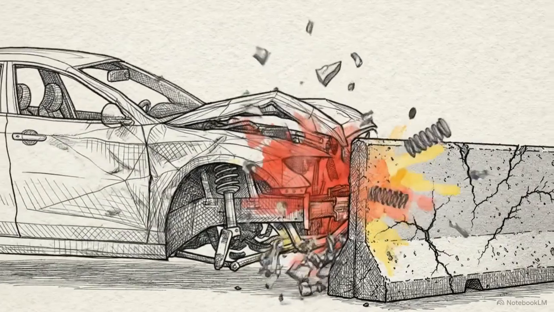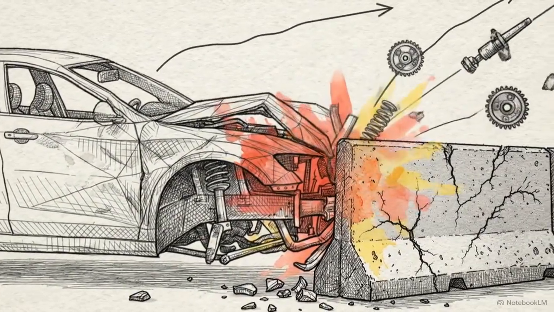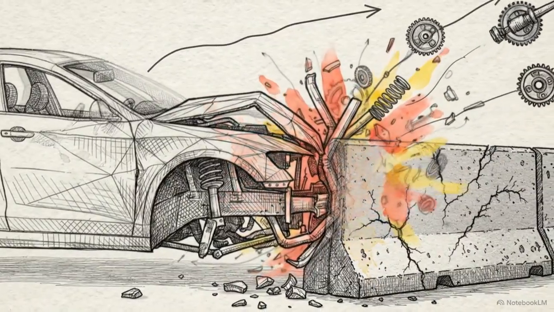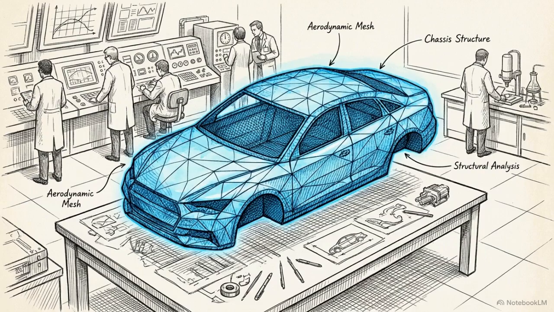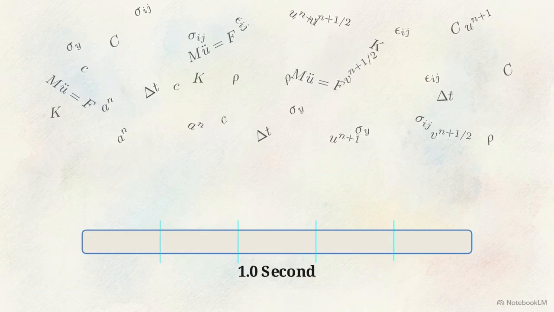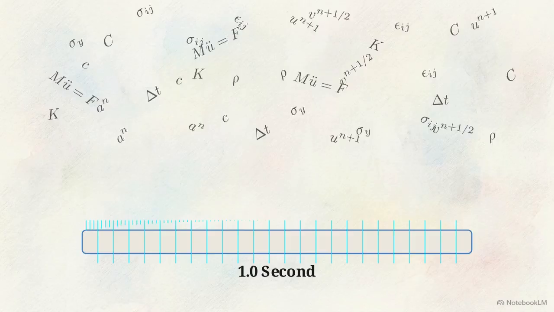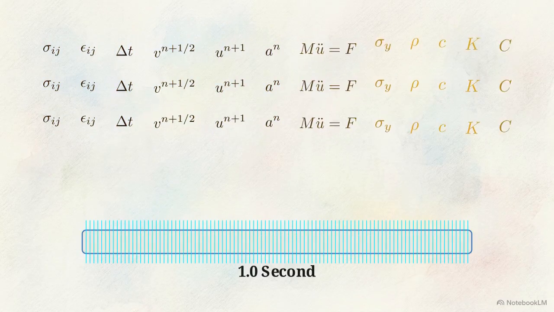When a vehicle hits a barrier at highway speeds, the physical reality is chaotic. Metal folds, tears, and buckles in fractions of a second. To simulate this event accurately, engineers rely on explicit finite element analysis. This method requires slicing the crash into incredibly tiny fractions of a second, microscopic time steps, ensuring the mathematics do not spiral out of control.